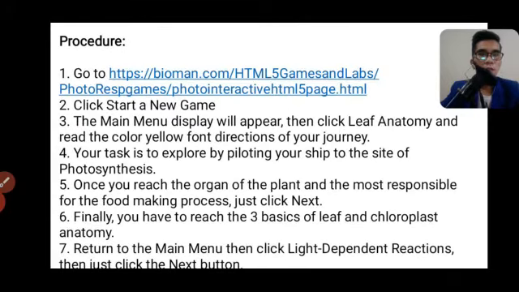The students are just going to visit the site, and there is a short game. They are going to click to start a new game. The main menu display will appear, then they are going to click. This is the chronological sequence, the series of steps in doing their activity. They are going to explore by piloting the ship to the site of photosynthesis.